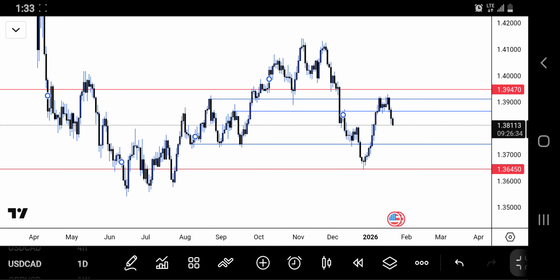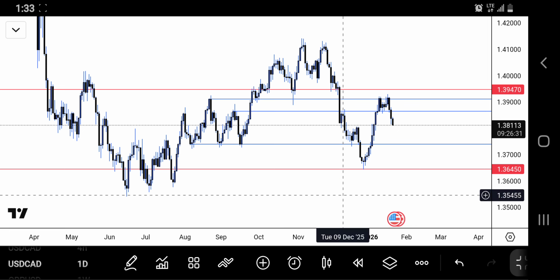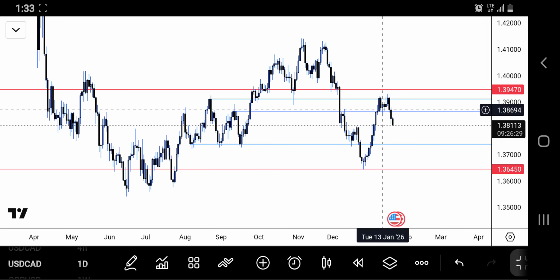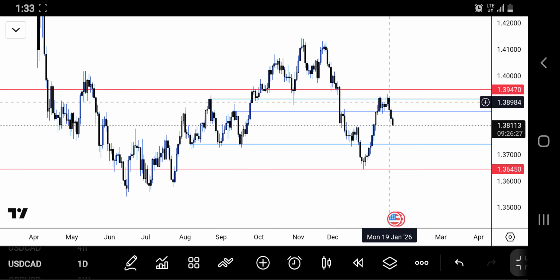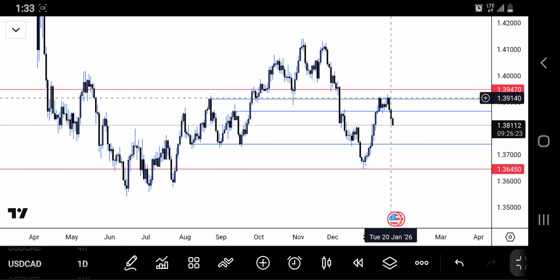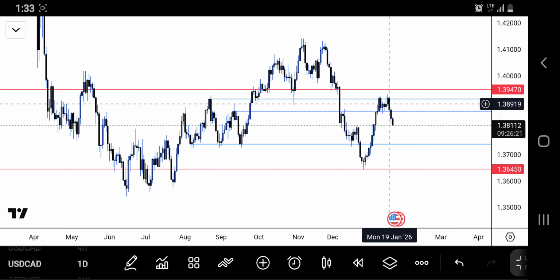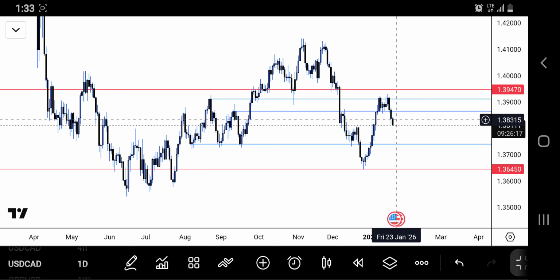Okay, now you can see when the market came into this area on Monday, right here, Friday reacted to that area, it couldn't go above. Monday came, Monday broke, came back down below. Tuesday came, Tuesday broke below. Today is Wednesday, and this is what Wednesday is doing.